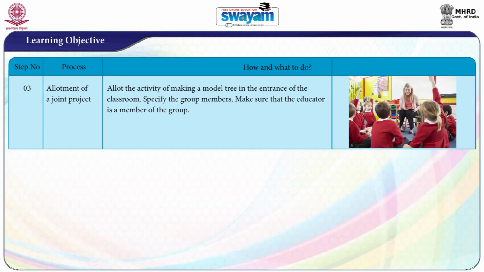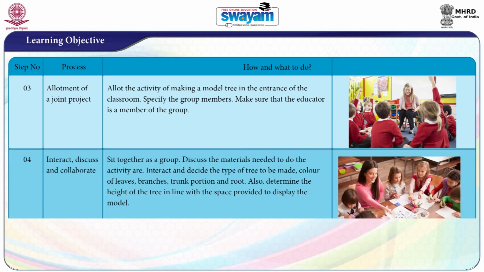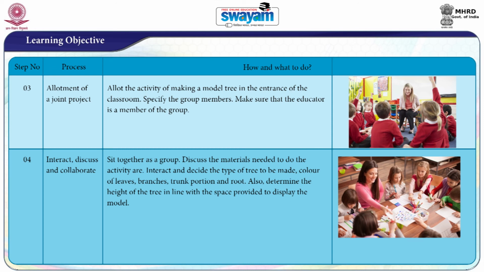Now on to the third step of allotting a joint project to the group. Allot the activity of making a model tree in the entrance of the classroom. Specify the group members. Make sure that the educator is a member of the group. Then on to the fourth step of co-construction, how to interact, discuss and collaborate based on the learning objective.